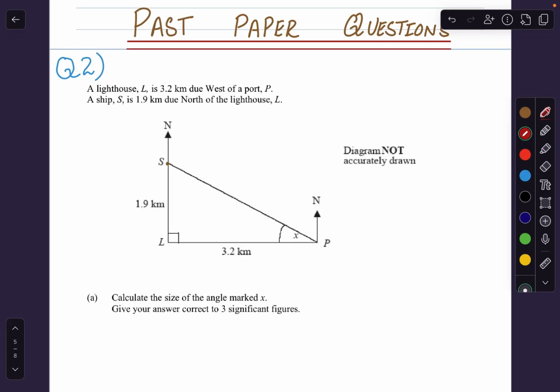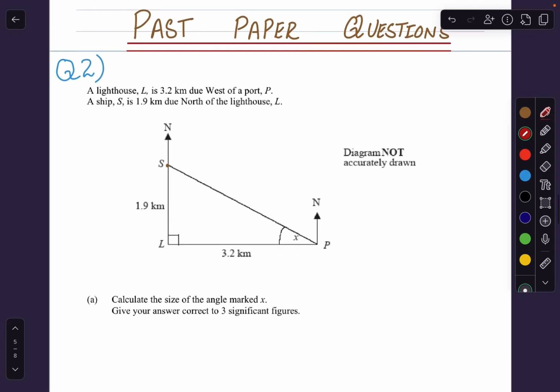Question number 2. That's another past paper question, which is a very important question from the paper point of view. A lighthouse L is given, which is 3.2 kilometers due west of a point P. So there's a point P, and L is 3.2 kilometers west of it. And then there is a ship S which is 1.9 kilometers due north. The ship S is 1.9 kilometers to the north, because north is vertically upwards, of the lighthouse L.